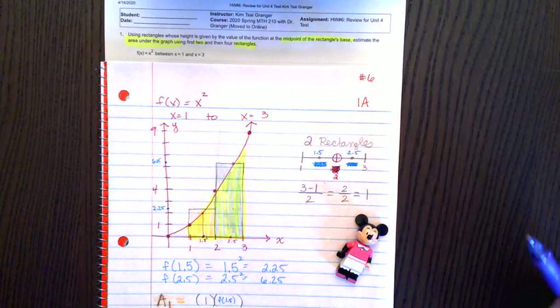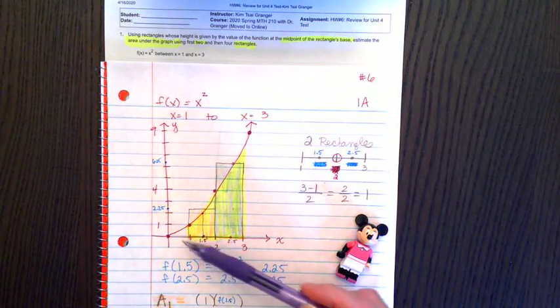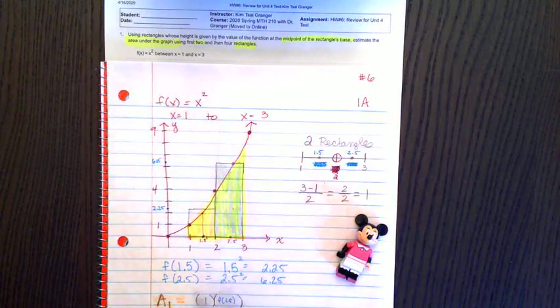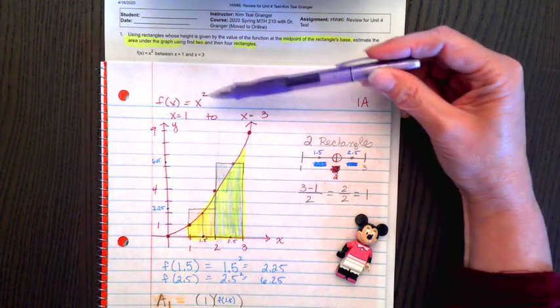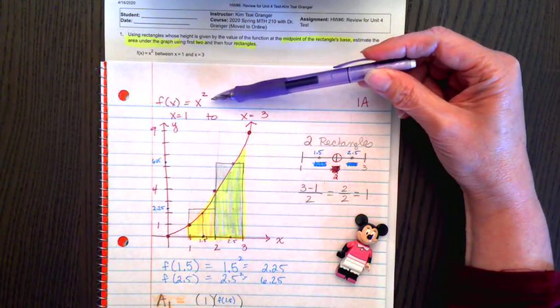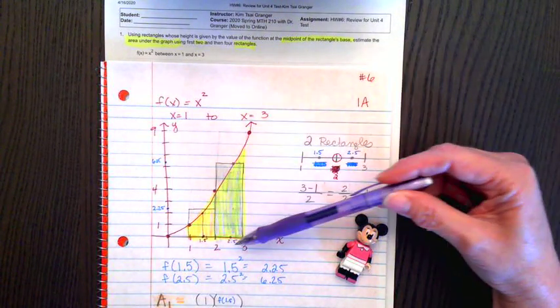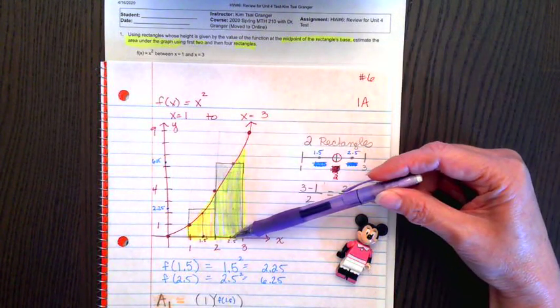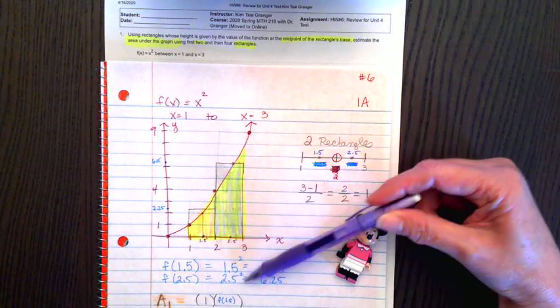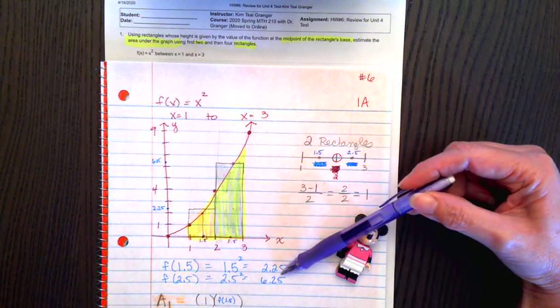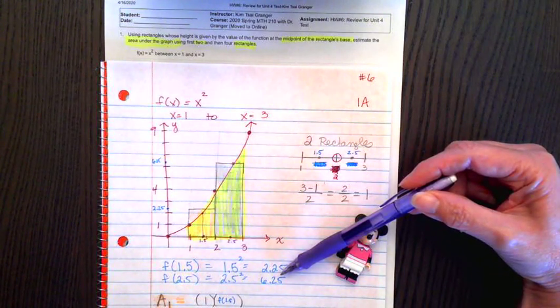f of 1.5, so in other words, find 1.5 squared, because this function says square the x. 1.5 squared gives us 2 and 25/100ths. The height of the second rectangle is f of 2.5. 2.5 squared gives us 6 1/4, or 6.25.